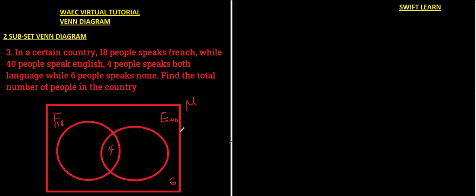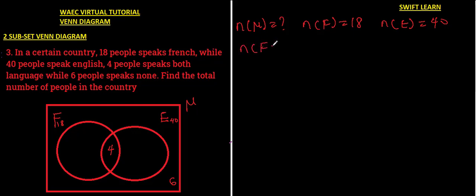Sometimes you don't have anything here, you just leave it like that and solve your question. So the number of universal set is unknown. Number of French speaking people are 18. Number of English speaking people are 40. Number of those that speak both languages are what? 4. Are you with me? Now to get those that speak French alone, that will be 18 minus 4, which is what? 14. This will be 40 minus 4, which is what? 36. Now to get universal set, remember what I told you, the adding formula. You add everything. That will be 14 plus 4 plus 36 plus 6.